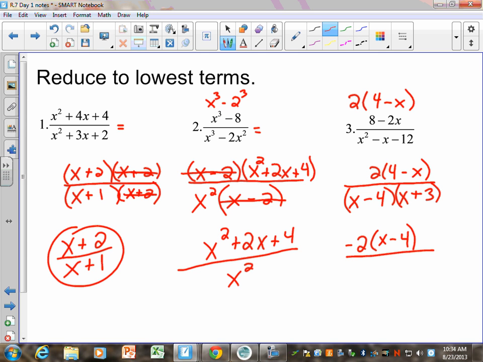You don't have to flip it around. You could just write it as negative 4 plus x. But I like to rewrite it. And yes, by all means, if you notice right away that it's backwards, you can pull a negative out to begin with. But now those are going to cancel out. And this one would simplify to negative 2 over x plus 3.